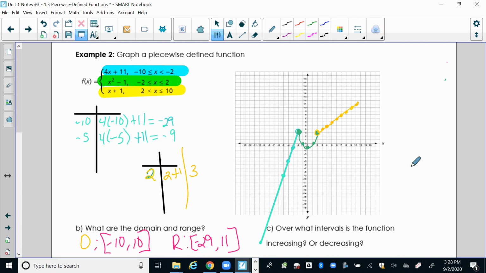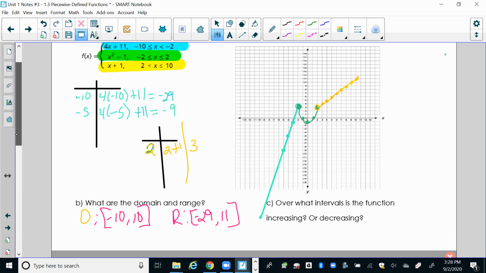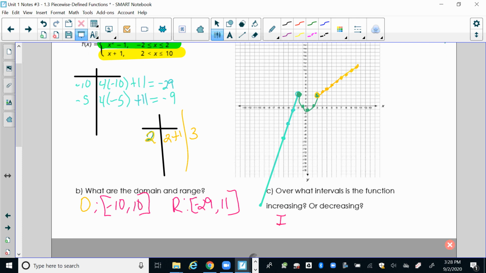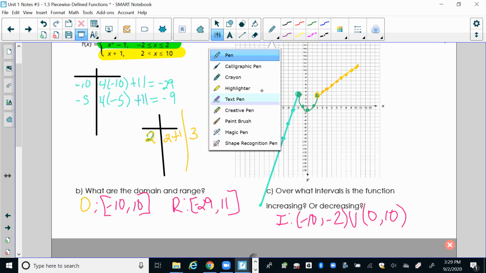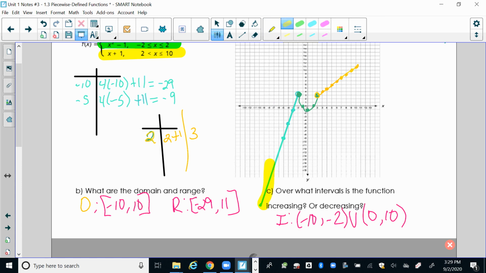And our intervals of increasing and decreasing. So our function is increasing from negative 10 until negative 2. And then it decreases to 0, but increases again from 0 to 10. So my function is going up, it's increasing. Let me get my highlighter. Increasing, increasing, increasing, increasing, decreases, then increases again. So there's our intervals of increasing.